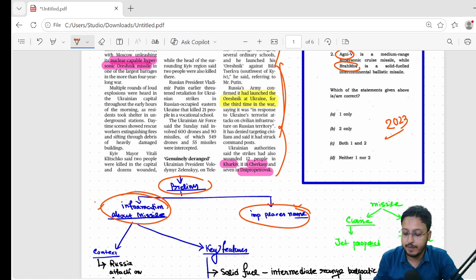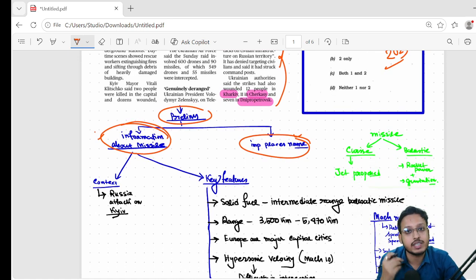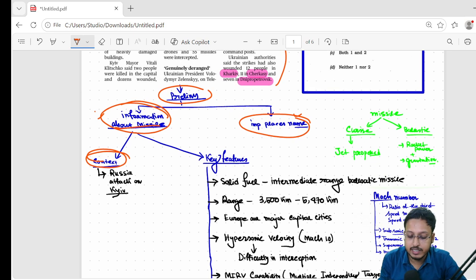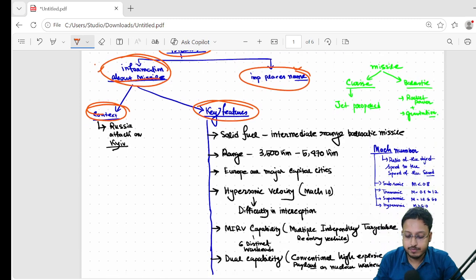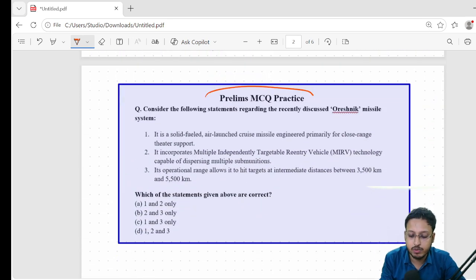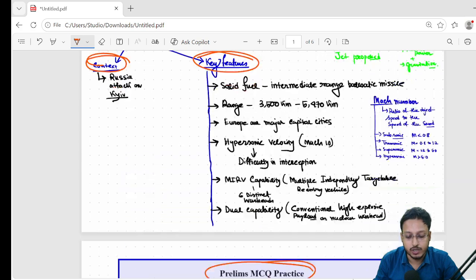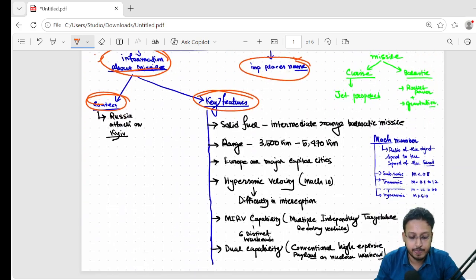Now we can understand how we are going to cover that article. First we'll understand the context, in which context it is in news. Then we'll understand the key features of this missile system. We'll keep it very short and crisp, and whatever is required for the examination, we'll cover only that part. Then there is a practice MCQ which you have to solve and give the answer in the comment section. So let's start.